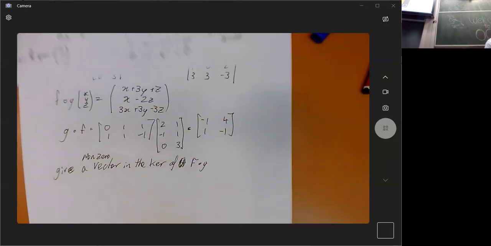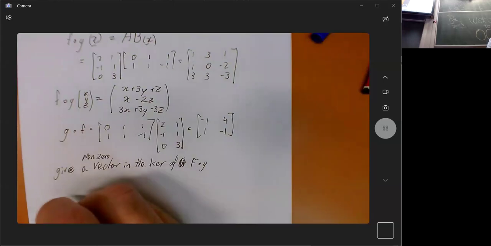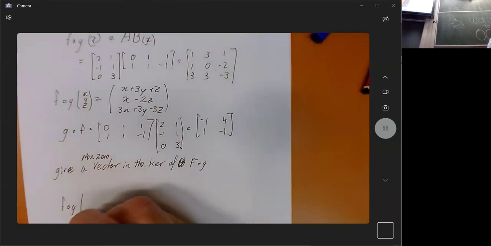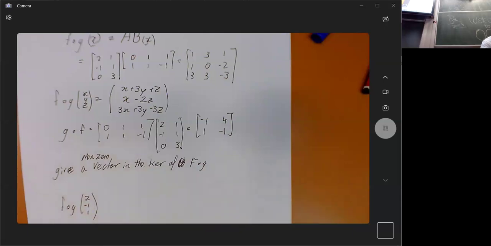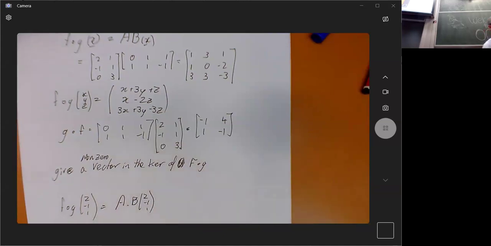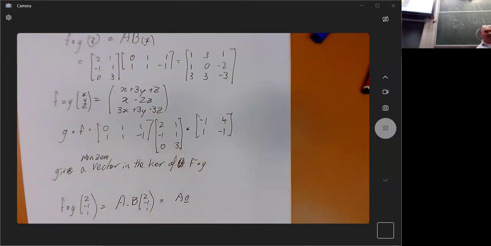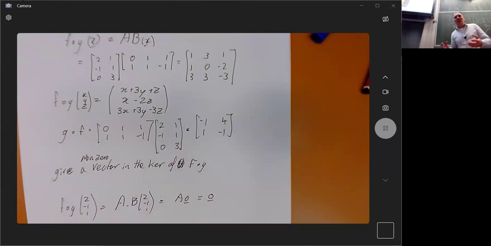I've got this the wrong way round. So f composed of G. If I do f of G of this vector, 2 minus 1, 1, I'm going to write this as A times B times 2 minus 1, 1. I know that B times this vector is equal to 0. Yes, I did that to you. Did we see how cool that was? You know stuff.